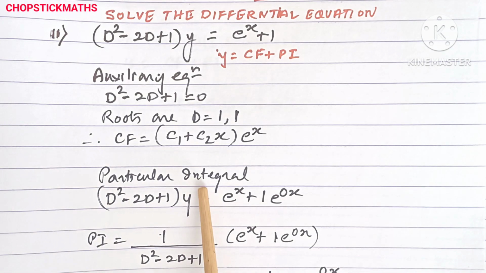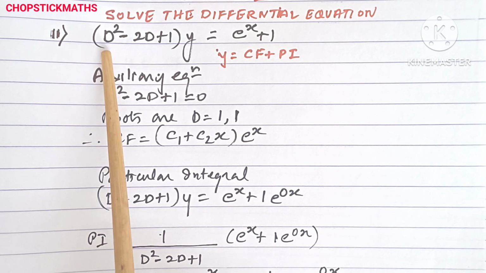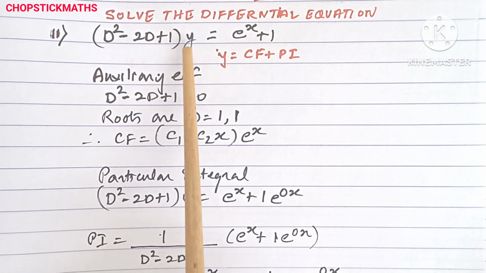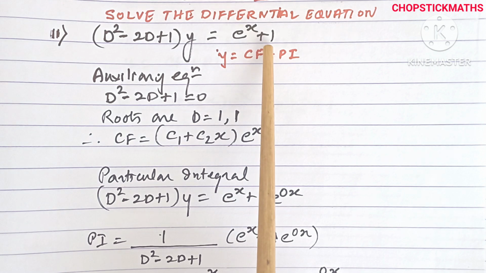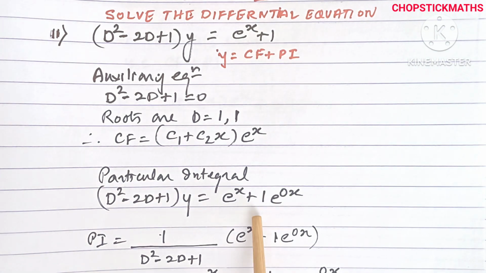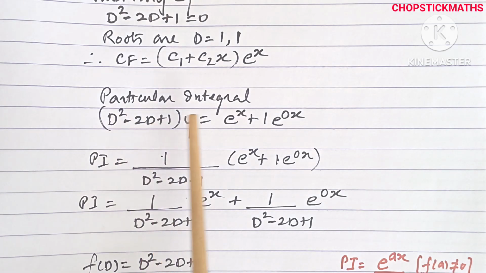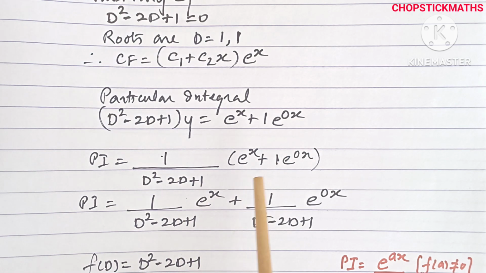Now let us find the particular integral. The differential equation that is given is d square minus 2d plus 1 into y is equal to e raised to x plus 1. Now this 1 we can write as 1 into e raised to 0x. So the particular integral will be equal to 1 upon d square minus 2d plus 1 into e raised to x plus 1 into e raised to 0x, which we can write as PI is equal to 1 upon d square minus 2d plus 1 into e raised to x plus 1 upon d square minus 2d plus 1 into e raised to 0x.